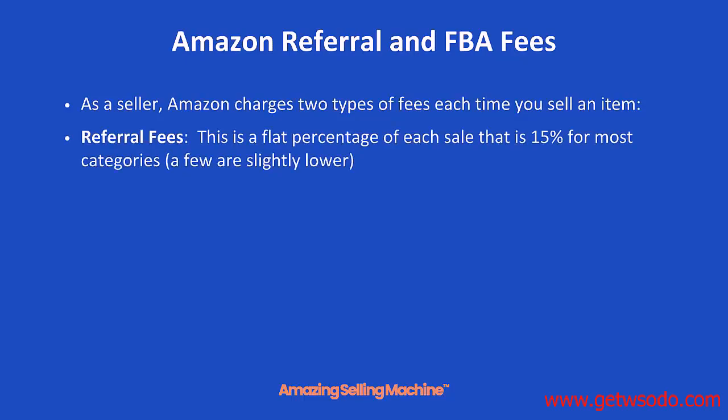Now, there are two different kinds of fees that Amazon charges you each time that you sell a product. The first is called a referral fee. And I like to think of this more as a commission because it's a flat percentage off of each sale. That percentage is typically 15% for almost every category in Amazon. There are a few where the percentage is slightly different, but those are not very common categories. And if you do sell one of those, then you're usually paying a lower percentage, sometimes between 8 and 12%. But almost every category charges 15%.